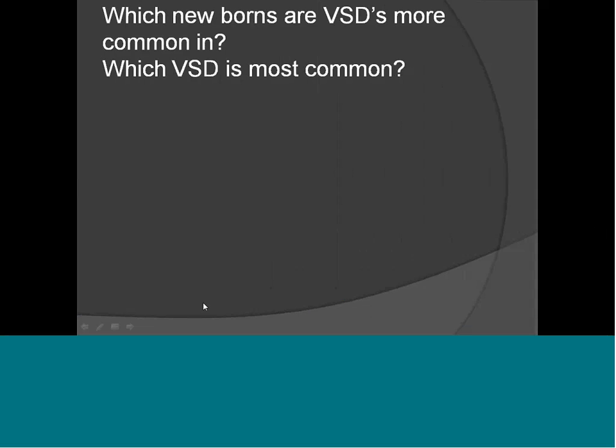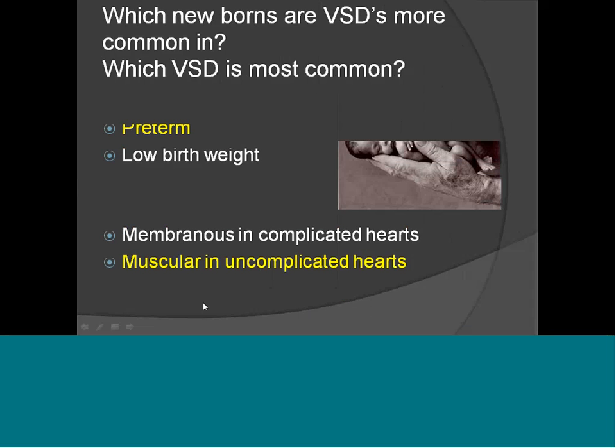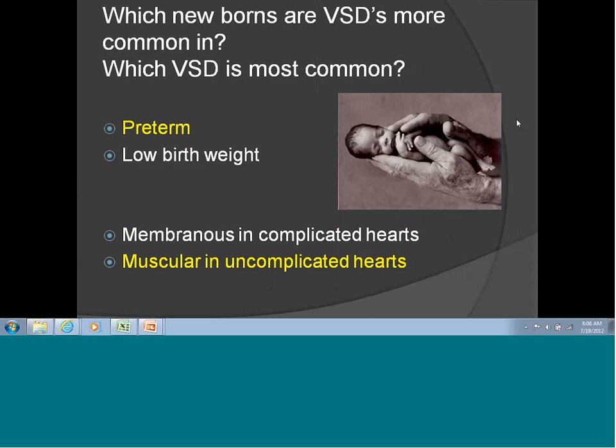And the answer really is they are more common in preterm babies and low birth weight babies. Because if you think about it, preterm babies haven't had the time yet for the wall to fully form, for all the pieces of the septum to come together. So more common in preterm babies and low birth weight babies, and those you can give some time to see if they become smaller. Now, the most common VSD would be muscular.